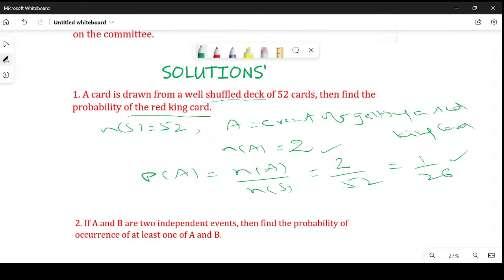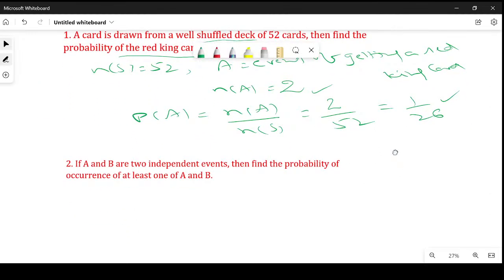Now you can see another one. If A and B are two independent events, find the probability of occurrence of at least one of A and B. I hope you understood the first problem. If anyone has a doubt, let me know in the chat box. I can repeat again and again.